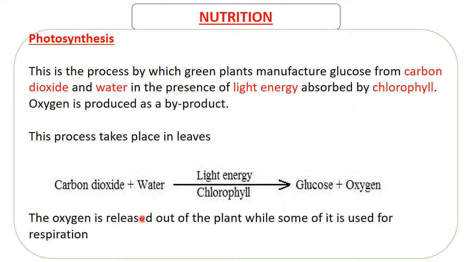So the oxygen is released out of the plant. Well, some of it is used for respiration. So part of this oxygen is taken outside the plant for animals, of course, to breathe in, and part of it is used in the process of respiration, which we defined when we started learning biology.